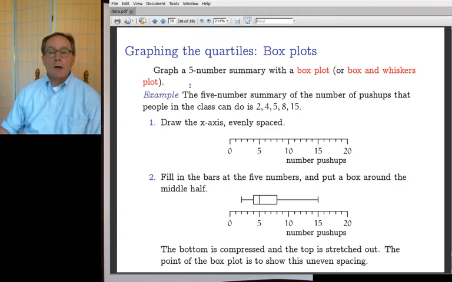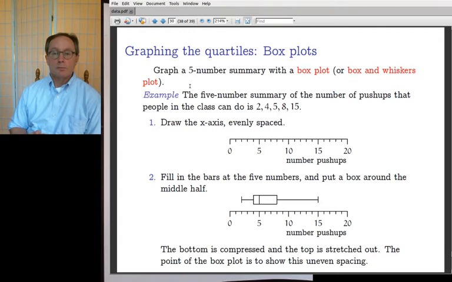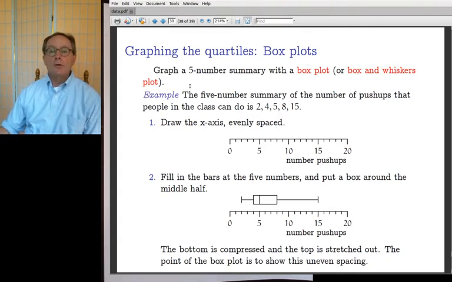Okay, so now if you want to draw a graph of the 5-number summary, what you do is you draw what's called a box plot, or a box and whiskers plot. So there's 2 steps to the box plot, and forgive me, I know it's very straightforward, but there's a step that people often get wrong, so I'm cautioning you not to get it wrong.